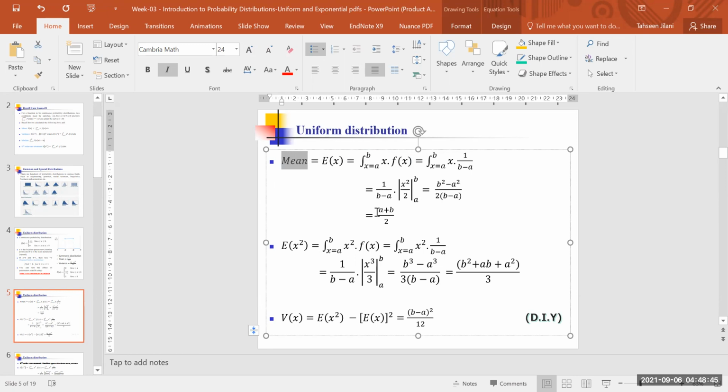That means it simply says if you want to find the mean value, you add the upper limit and lower limit and divide by 2. Simply.